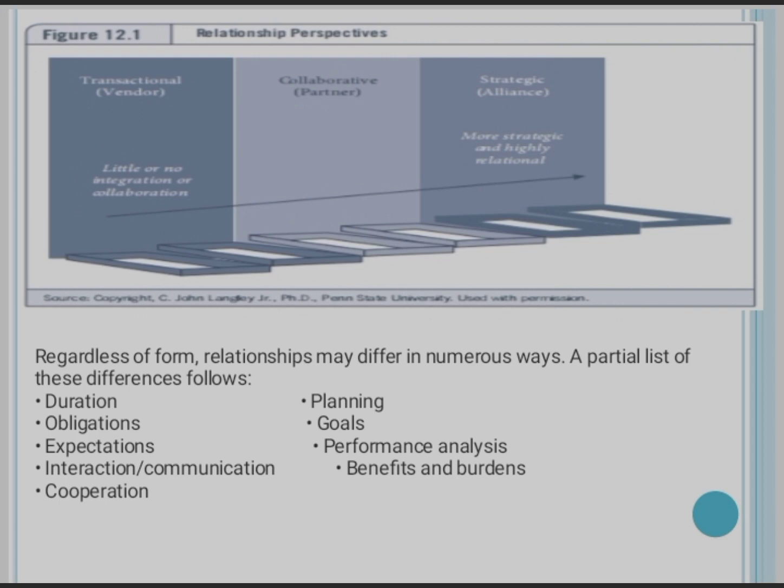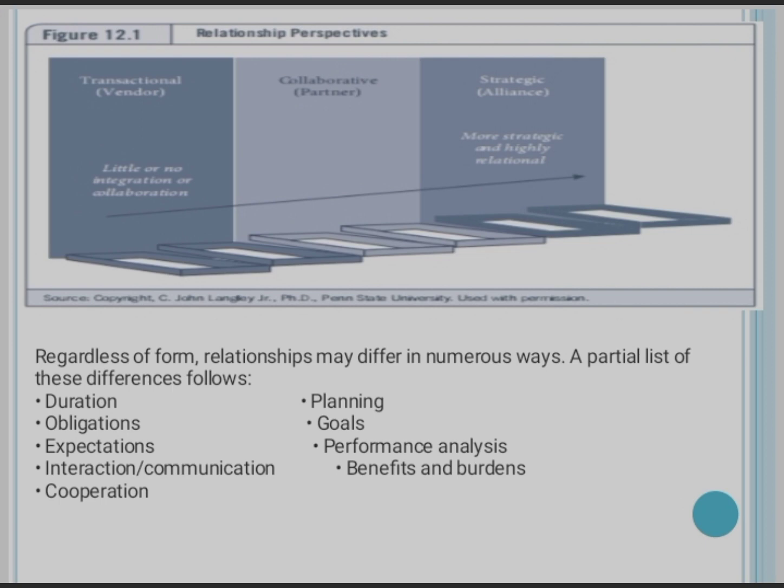The relationship perspective framework provides a useful framework for understanding the different levels of collaboration and integration between trading partners. Ug makatabang ni sa company na ma-identify ito nila kung asa tong most appropriate relationship perspective para sa ilahang business needs o katong need nila po na kung sa ilahang mga strategies na i-develop for building and maintaining sa successful trading partnership. Regardless of form, relationships may differ in numerous ways. A partial list of these differences follows.